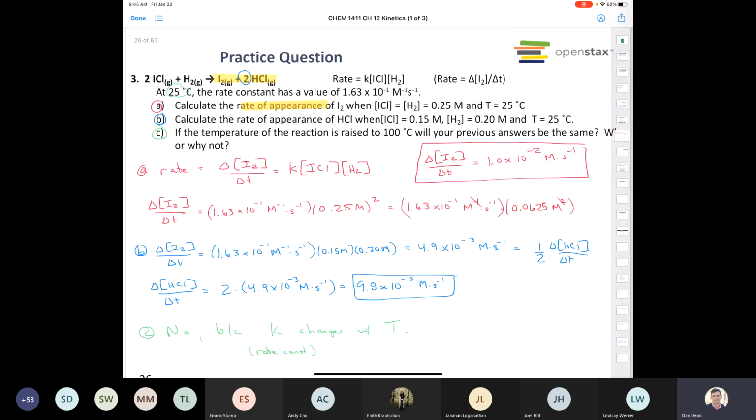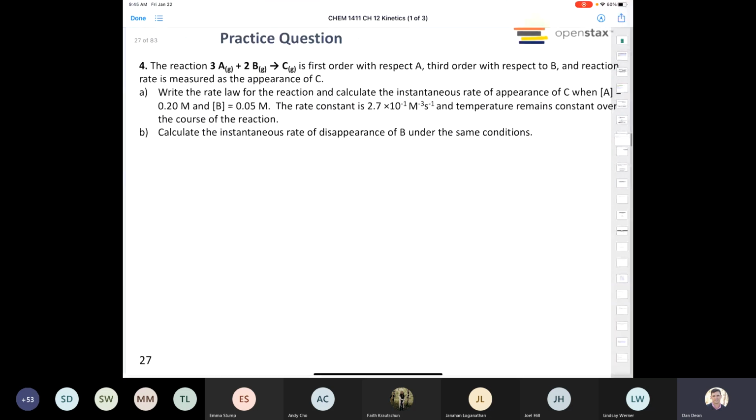All right, let's move on from that problem and take a look at another one. The best way to master the content in general chemistry 2 is by practicing it. This is the last question that we'll look at with respect to this section before we move on to talking about how we determine reaction order. Anyhow, it says this reaction 3A plus 2B gives you C as first order with respect to A and third order with respect to B. And the reaction is measured as the appearance of C.